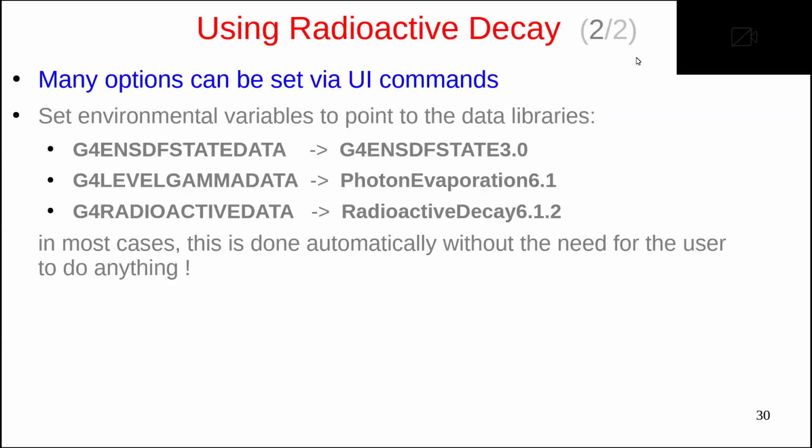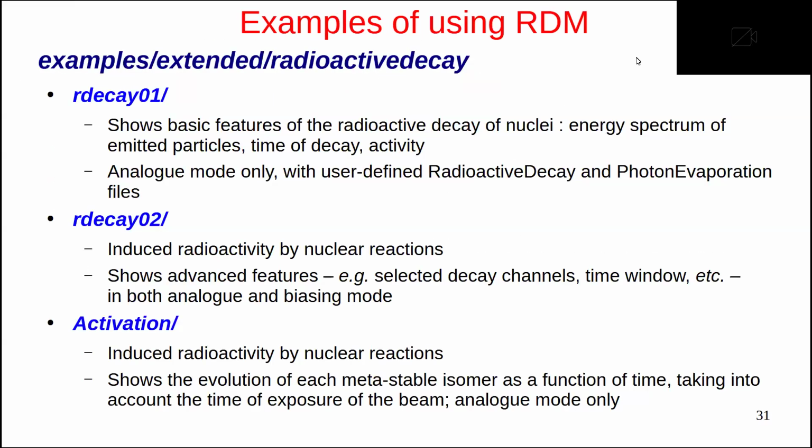And there are many options that can be set via UI commands. Behind the scenes, as I said Monday, there are always some data sets which are used without you being aware, and they are pointed to by environment variables that are written here for completeness, but in most cases you don't need to care. There are examples, such as the extended radioactive decay example. So if you are interested in radioactive decay, I definitely recommend you have a look at how to use radioactive decay in practice. You can learn a lot if you are interested in that.